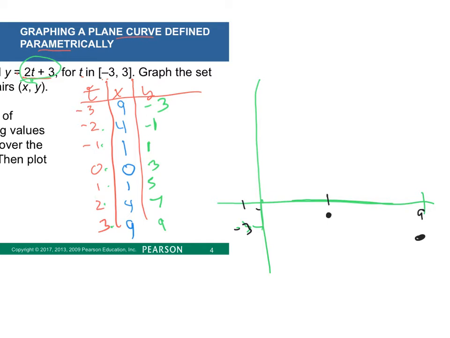Oop, I messed up. Let's plot 1, 1. It was 1, 1. Okay. 0, 3. 1, 5. 4, 7. 9, 9.